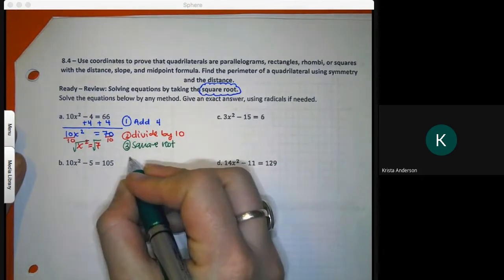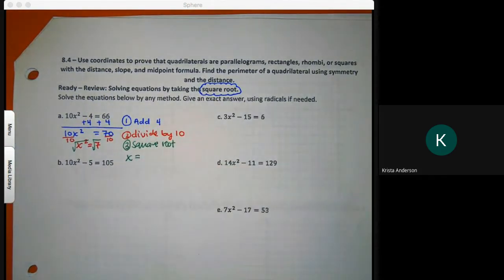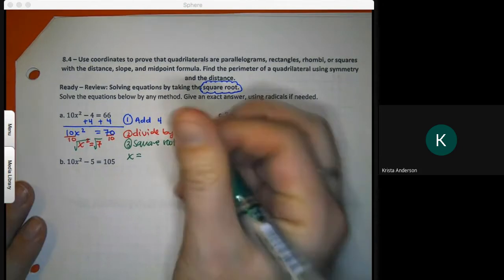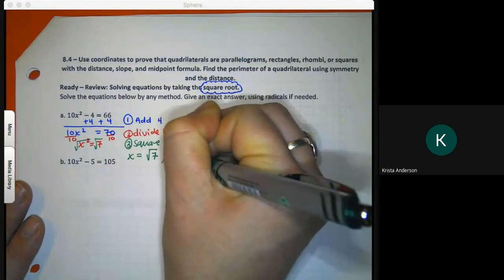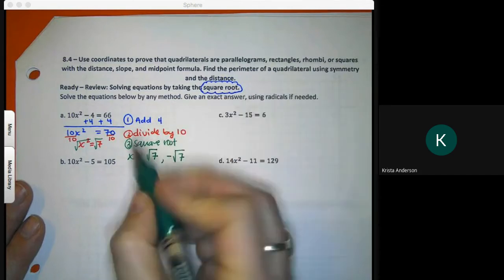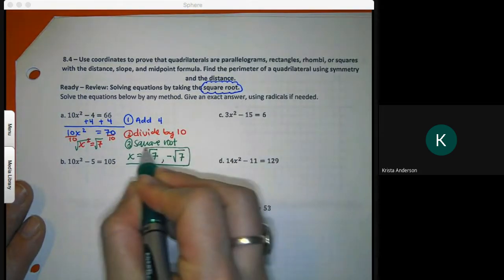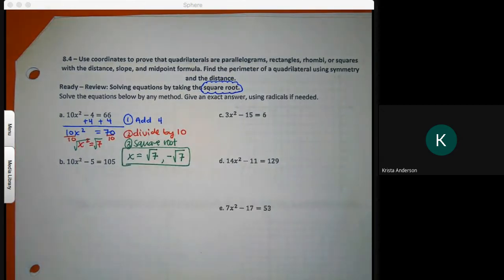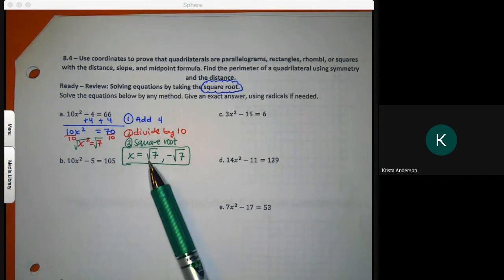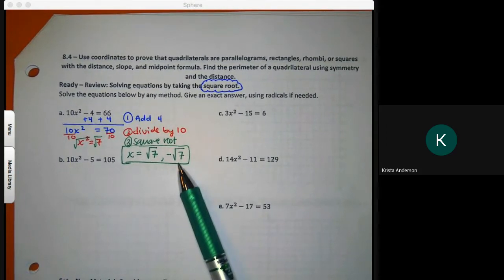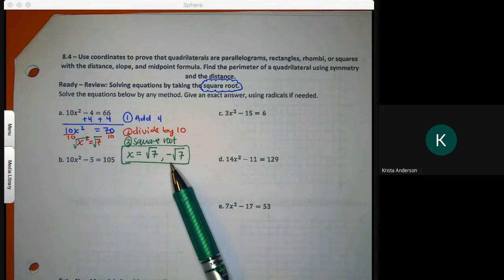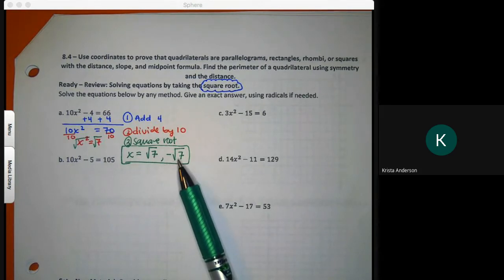Now, on your homework, it will ask you to separate your answers with a comma. The reason why is when you square a number, there can be a positive version of it or a negative version. When you square it, the negative will multiply by negative and cancel out. So you have to have two answers: positive root 7 and a negative root 7. The 7s stay in the roots because I can't take anything out from 7.